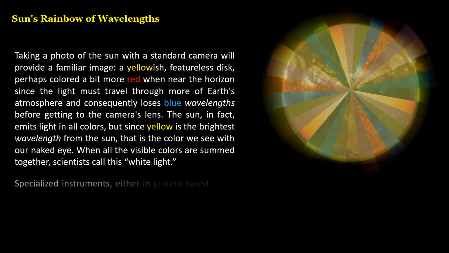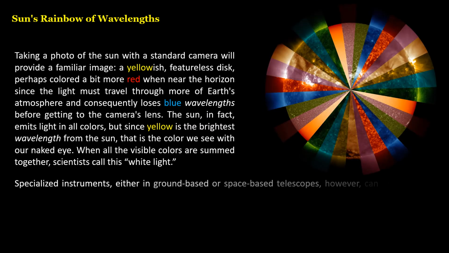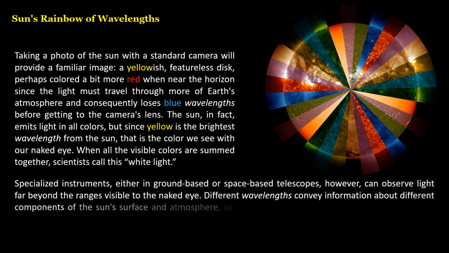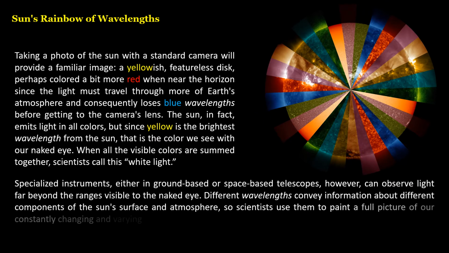Specialized instruments, either in ground-based or space-based telescopes, however, can observe light far beyond the ranges visible to the naked eye. Different wavelengths convey information about different components of the Sun's surface and atmosphere, so scientists use them to paint a full picture of our constantly changing and varying star.